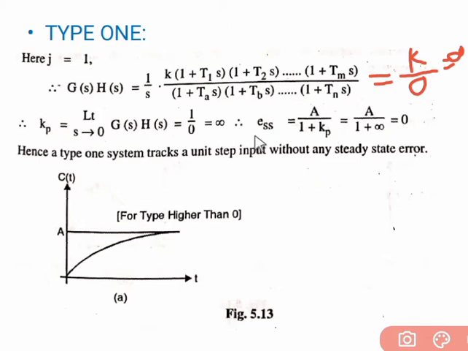So steady state error ESS is equal to A by 1 plus Kp, where Kp equal to infinity. So A by 1 plus infinity equals 0, because infinity means a very large number. If we divide any value by a large number, it is nearer to 0. So the steady state error for type 1 systems is 0. That means at steady state condition, the output response reaches the desired value.